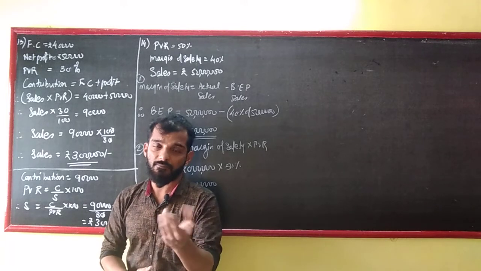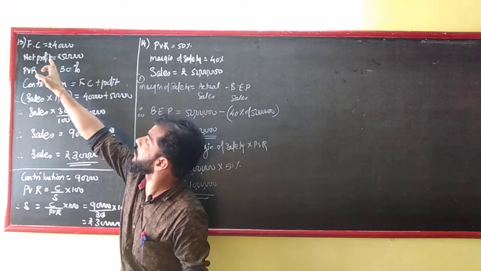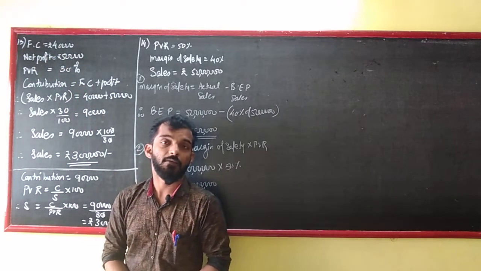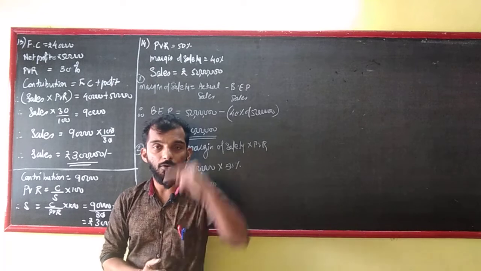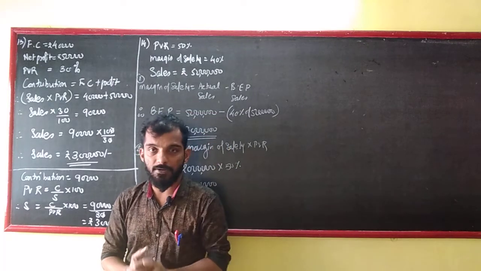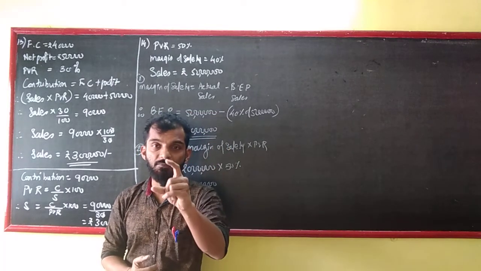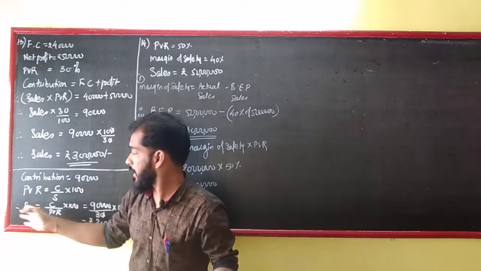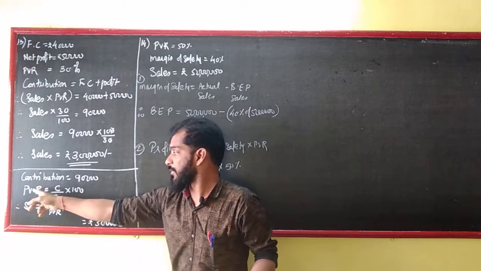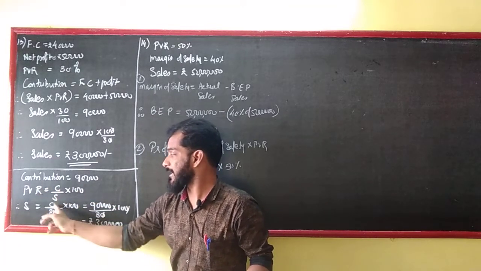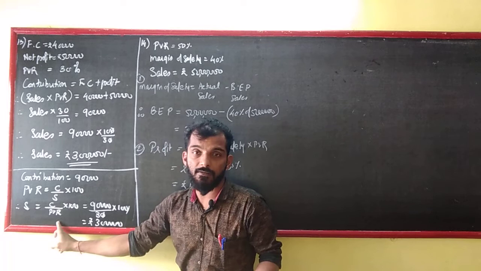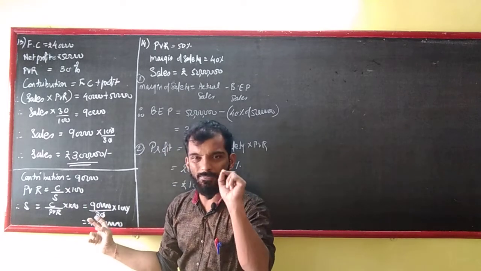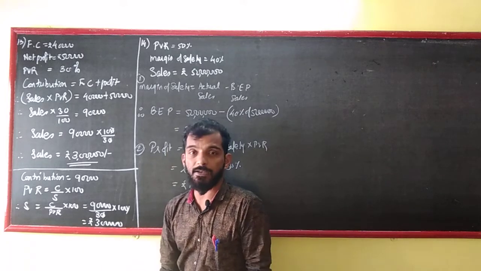Fixed cost plus profit. So fixed cost plus profit, that is 40 plus 50, 90. What is the formula for PVR? Contribution upon sales into 100. Contribution is equal to 90. PVR is equal to contribution upon sales into 100, that is, sales is equal to contribution upon PVR. So 90 upon 30%, you will get 3 lakhs.